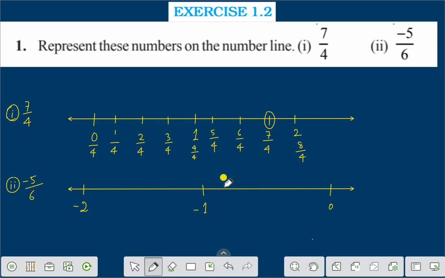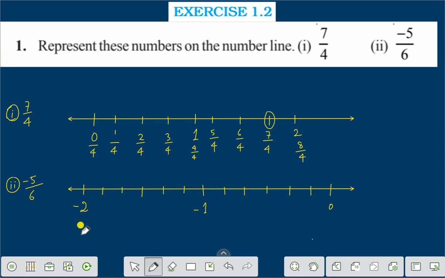Let us divide. That is 1, 2, 3, 4, 5 and 6. Here also divide between minus 1 and minus 2 into 6 equal parts. That is 1, 2, 3, 4, 5 and 6.